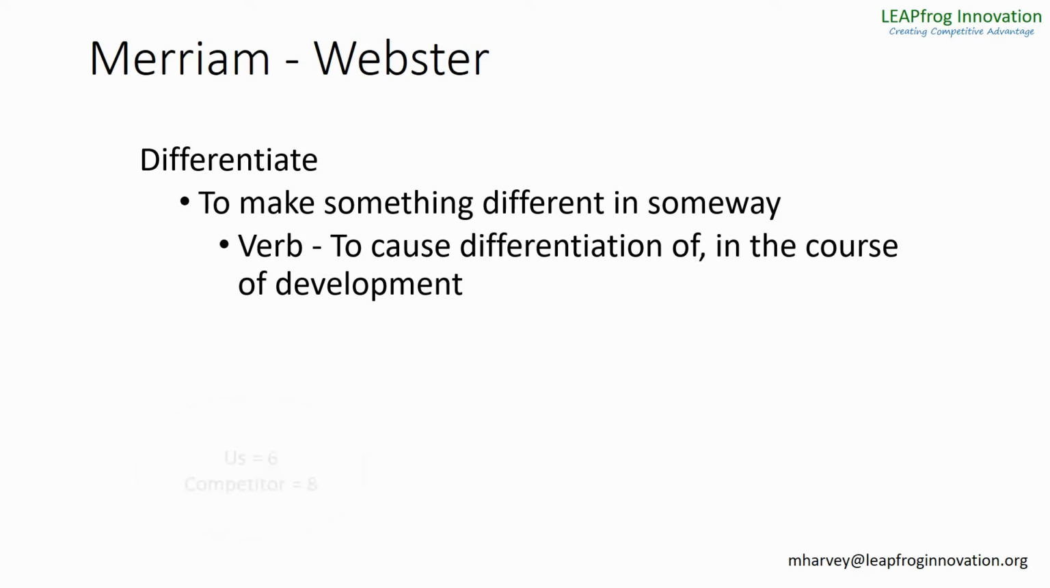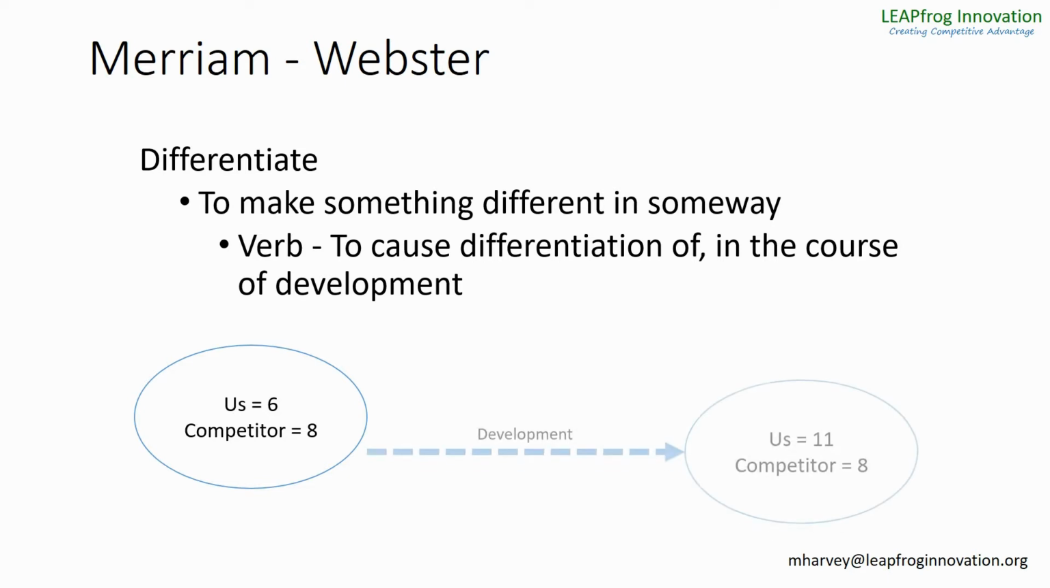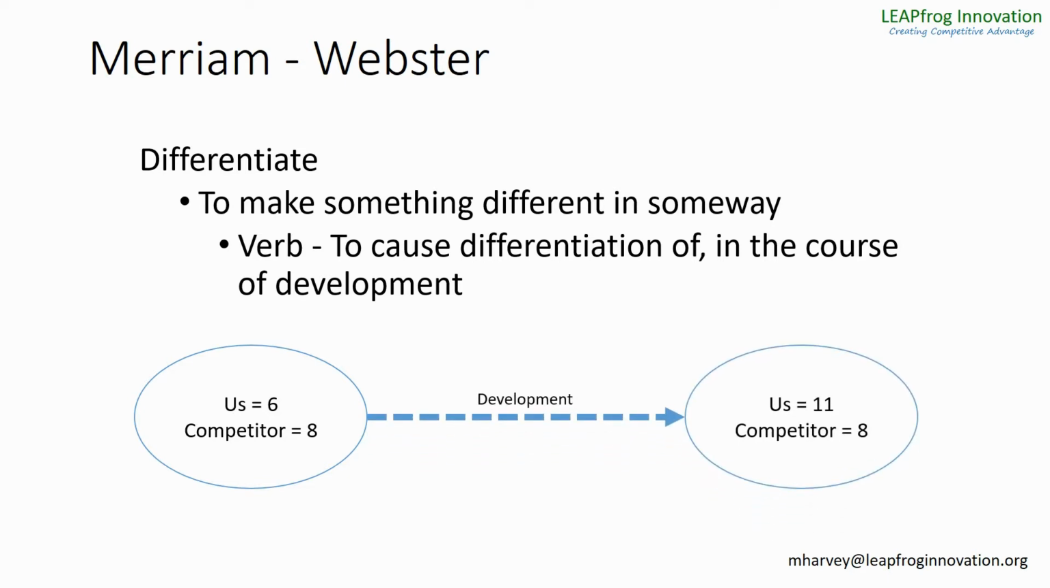For example, we go to 6 and the competitor goes to 8. We can use our development process to increase our performance to 11, which is 3 better than 8. And now we have a differentiated offering. The assumption being 11 is better performance than 8, therefore differentiation must exist. The problem is a crucial piece of data is missing to determine if the assumption of differentiation is indeed actually true.